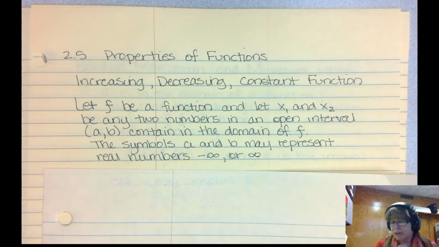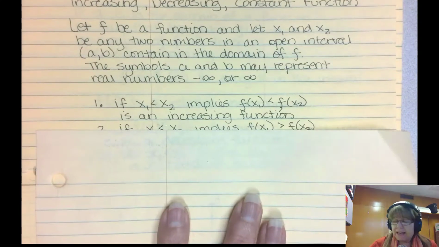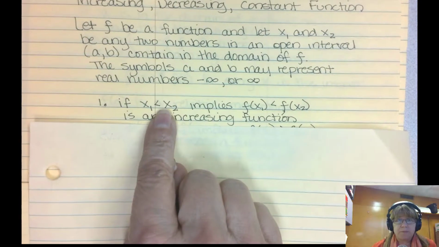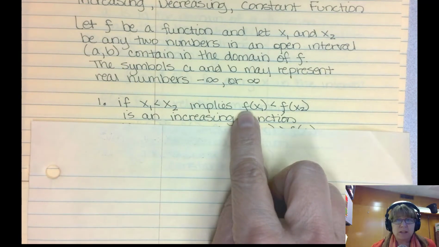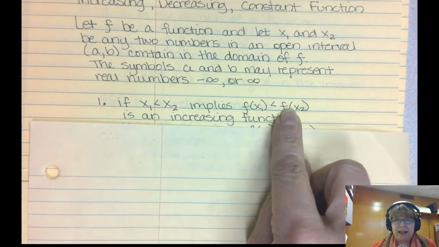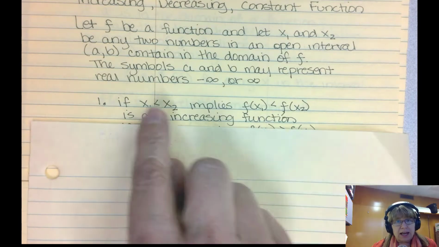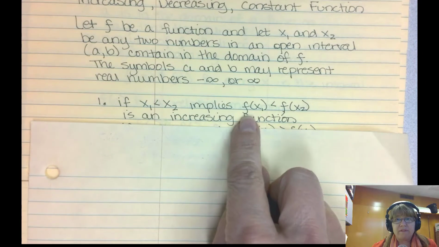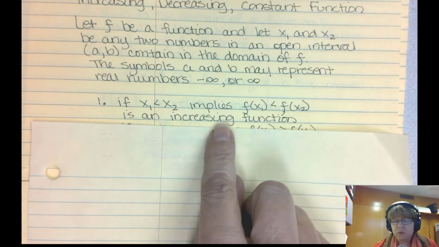They're real numbers. Now, if our x1 is less than x2, and when we throw them into our function, f of x1 is less than f of x2, then this is an increasing function. As we increase the value that we input, our function also increases, and therefore this is an increasing function.